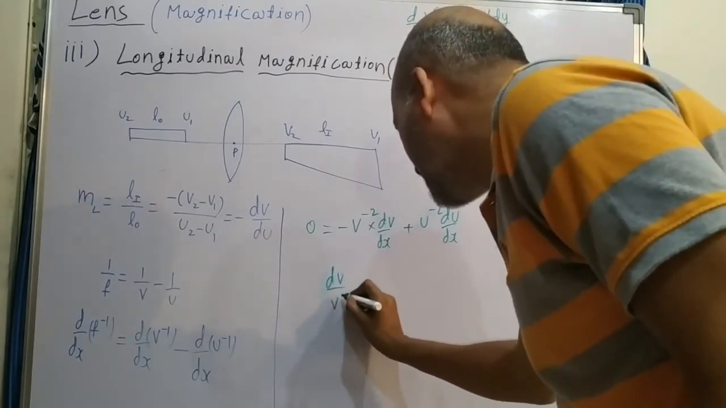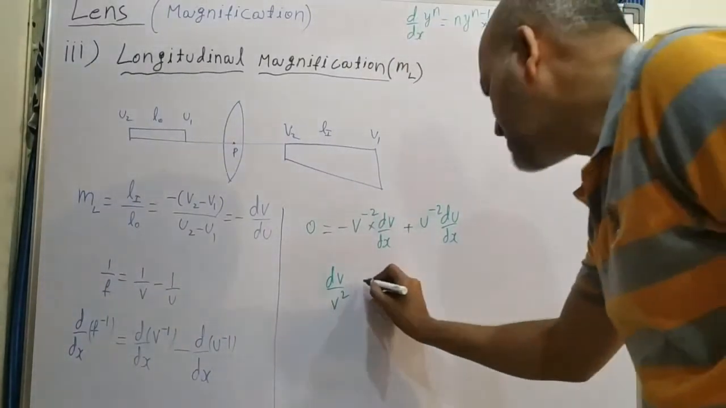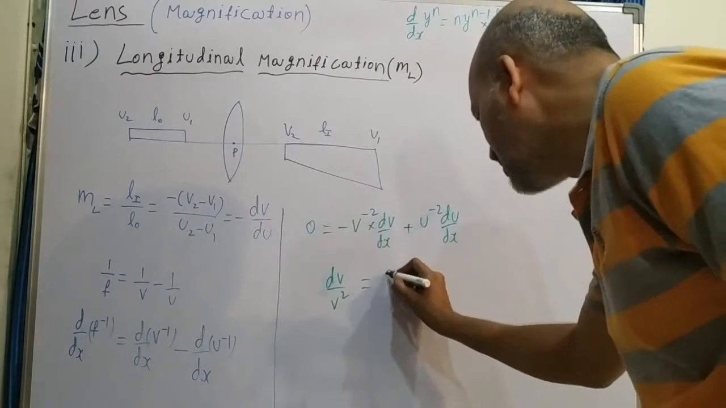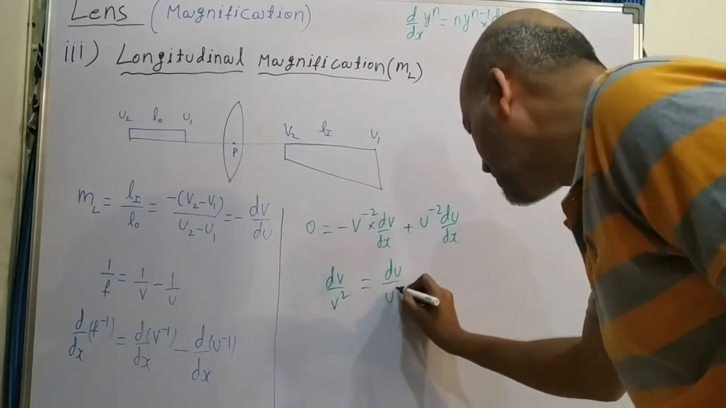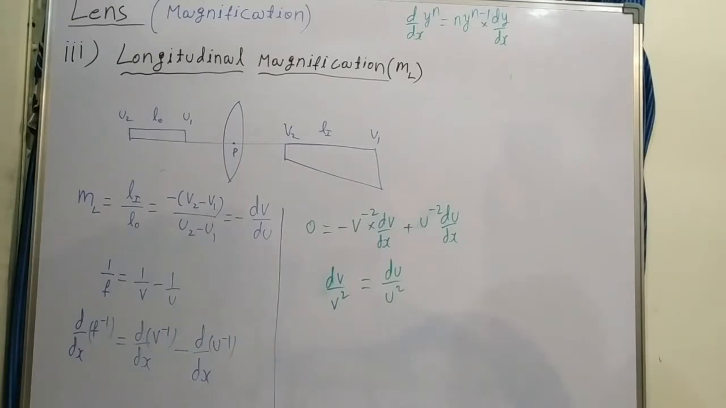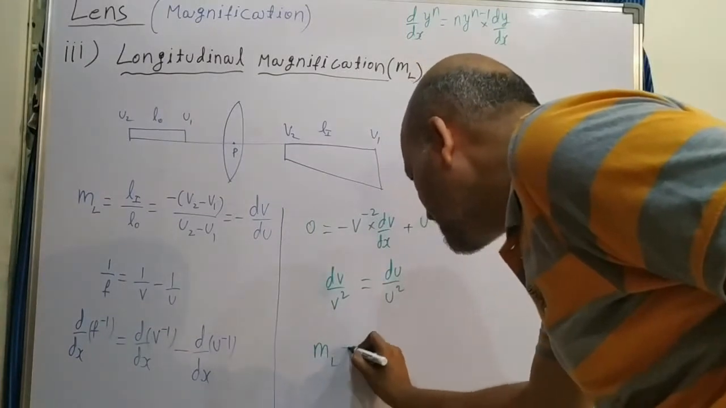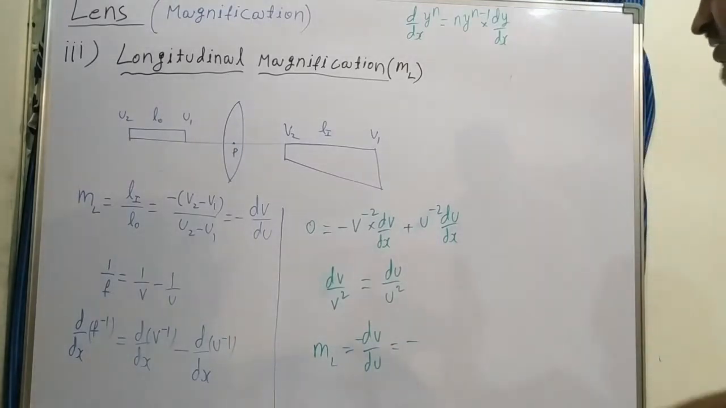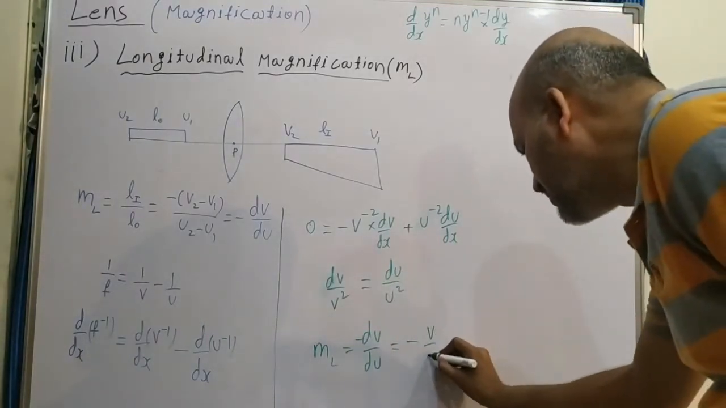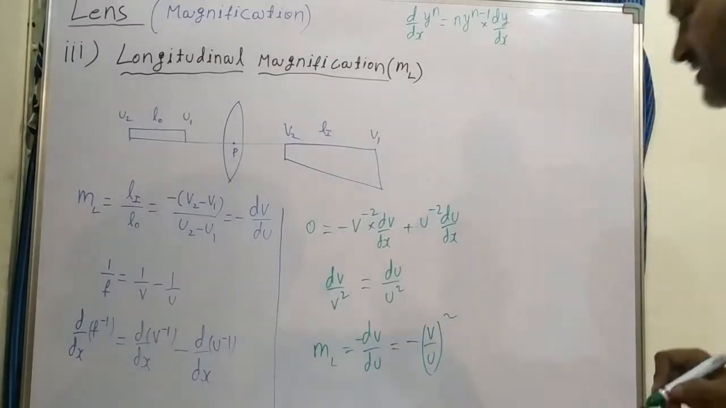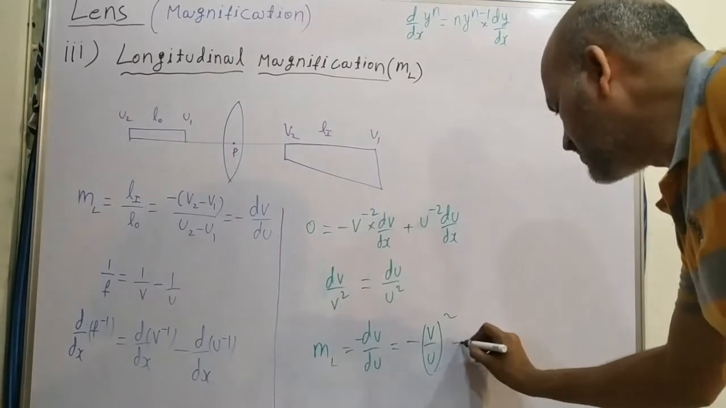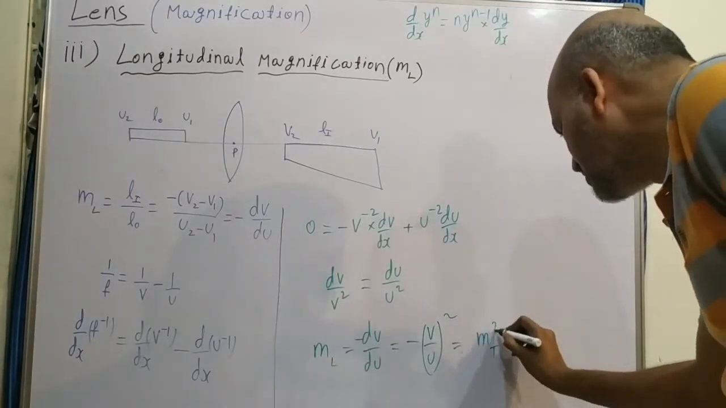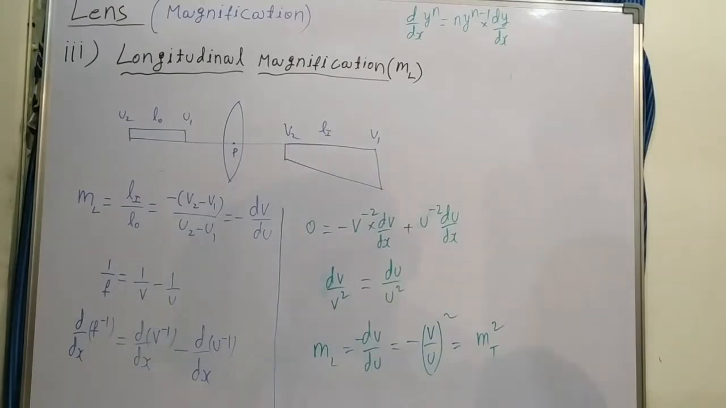dv by v square is equal to du by u square. And what we need is m longitudinal, the longitudinal magnification. You can write m longitudinal is equal to dv by du, which is minus of v by u whole square, which is equal to mt square. v by u is the transverse magnification, so here we get mt whole square.